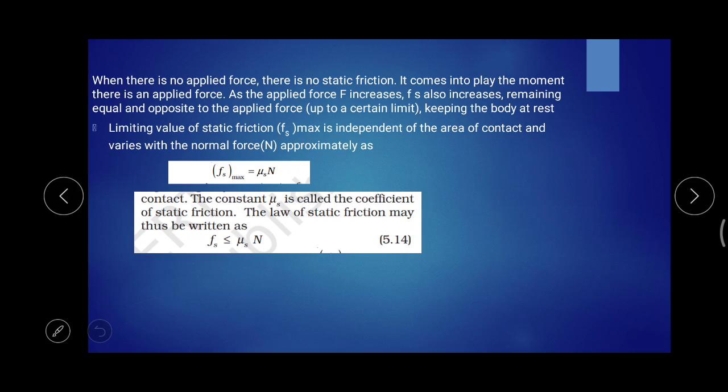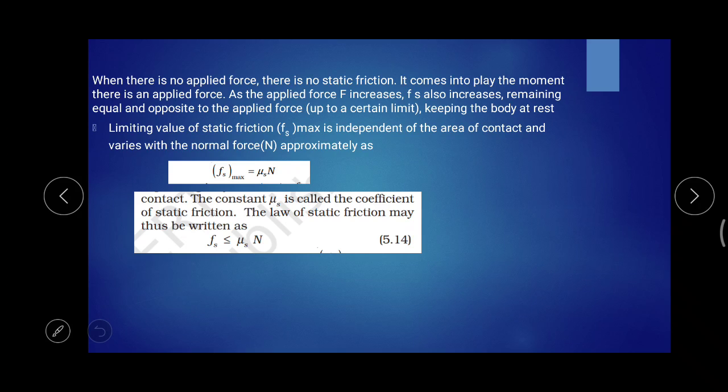Now, if there is no applied force, we are not pushing the notebook. That pushing is known as the applied force. If there is no applied force, there will be no friction, and the friction will come into play whenever we are applying an external force.